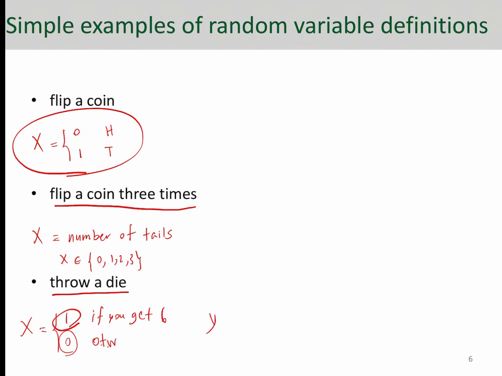Or I can define another random variable, y this time, and that would be the value of the die's face. And in that case, the range of y would be from 1 to 6, right? There are 6 numbers that can be assigned to y, this random variable.